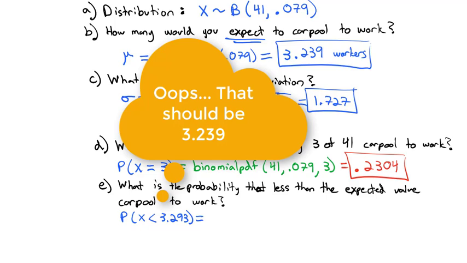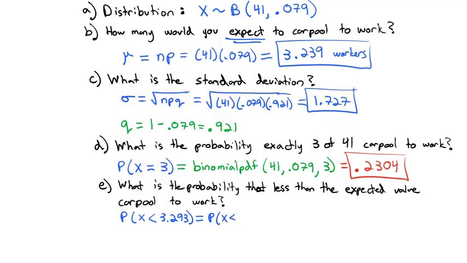You can't have 0.293 people saying, yes, they commute to work. So what we're really saying is the probability that x is less than or equal to the number 3. And it's important to identify what it's equal to, less than or equal to, not just less than, because in the CDF, when we do the cumulative distribution, we need to know what number to start at.